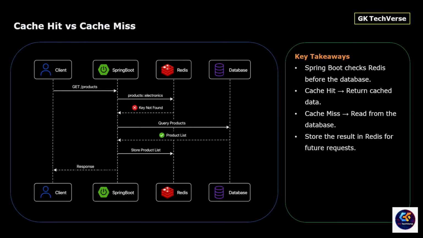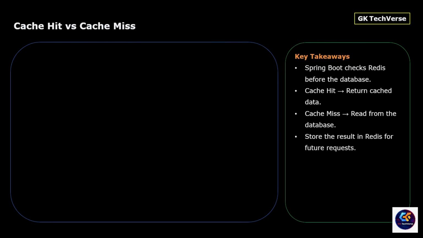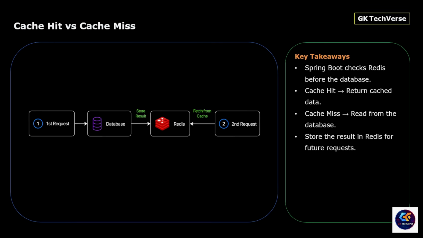Now if another user requests the same data, Redis already contains the value. The second request becomes a cache hit and the database is skipped. This simple mechanism is the foundation of every caching system. The first request builds the cache, every subsequent request reuses it.